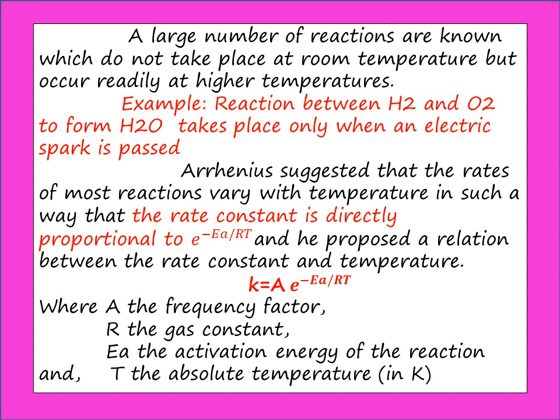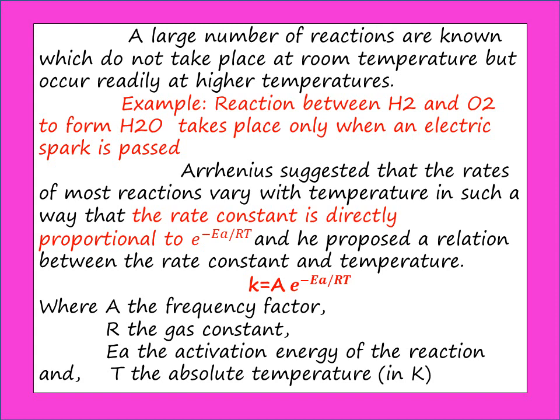Hydrogen and oxygen will react only when they are struck with an electric spark. Otherwise, at room temperature, they do not react. So certain reactions will occur at room temperature, and some other reactions will occur only at high temperatures. In order to study the reaction rate with varying temperature, Arrhenius suggested an equation, which is K is equal to A e to the power minus Ea by RT.